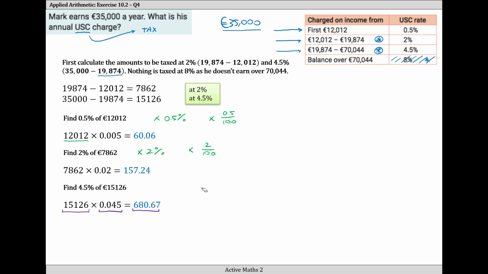Finally, to find the total universal social charge, we add those three taxes together. And so if we add 60.06 to 157.24 to 680.67, we get a total universal social charge of €897.97.